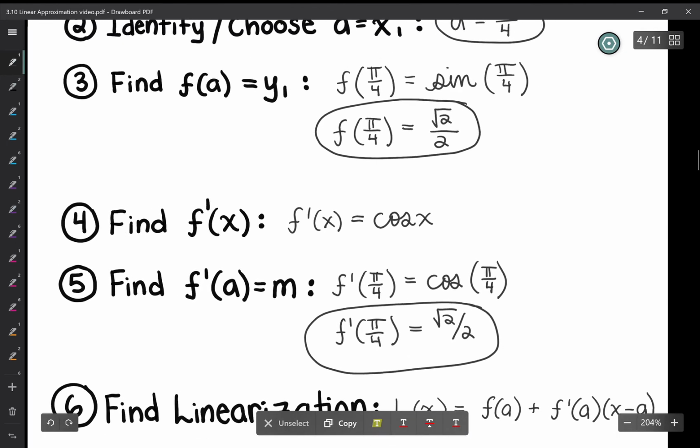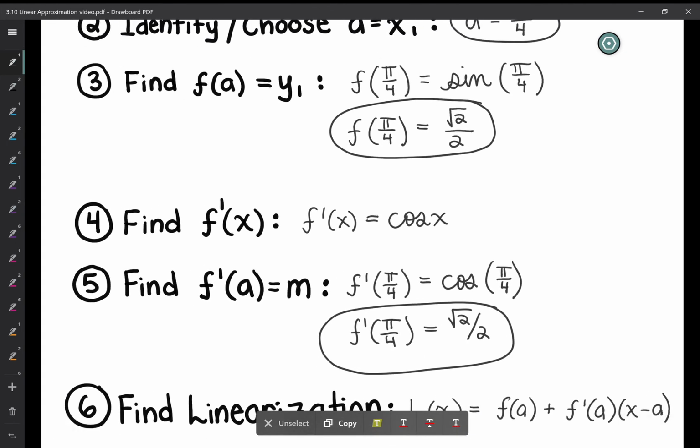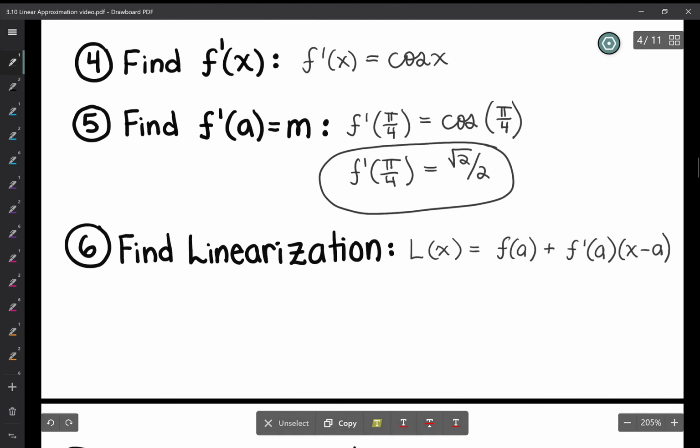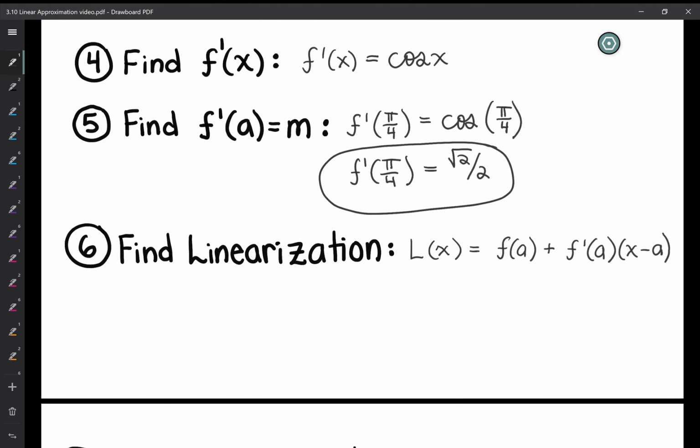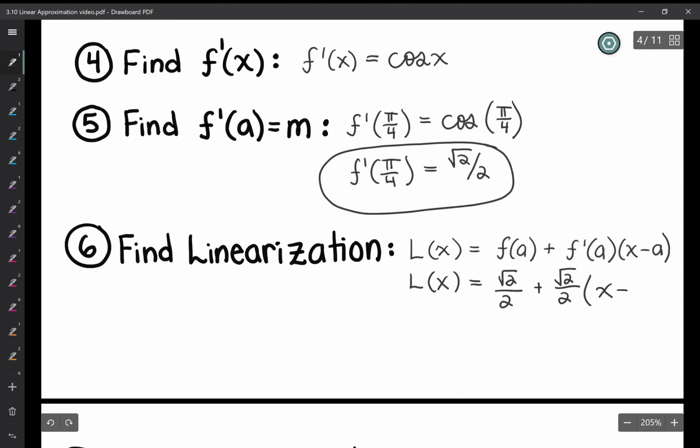We can then use this information to find our linearization. So L of x, the equation of our tangent line, will be equal to f of a, which is the square root of 2 over 2, plus f prime of a, which is also the square root of 2 over 2, times the quantity of x minus a, which is the quantity of x minus pi over 4.